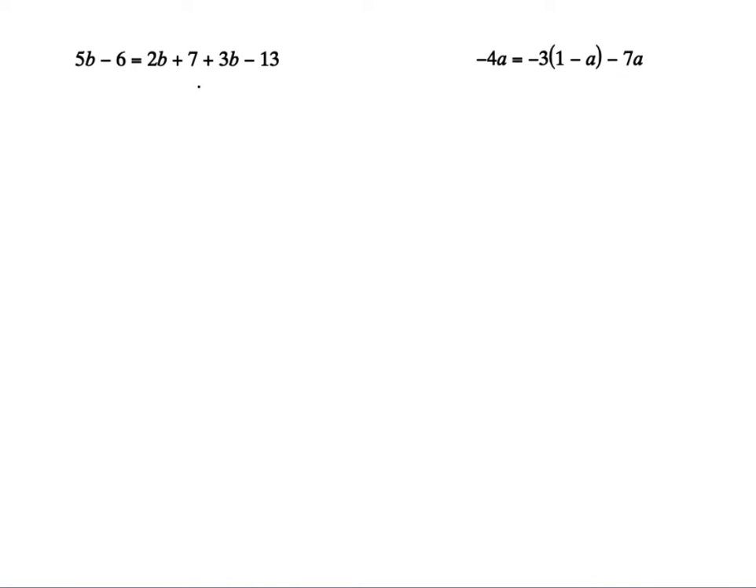Let's look at another one. Once again, no parentheses on this side. That makes it nice and handy. All I have to do is combine like terms. 5b minus 6 equals. I have a 2b and a 3b, so 2b plus 3b would be 5b. And then 7 minus 13 would be negative 6. So 5b minus 6 equals 5b minus 6. Well, at that point, I recognize that they're all alike. All the terms are the same, and so all real numbers.